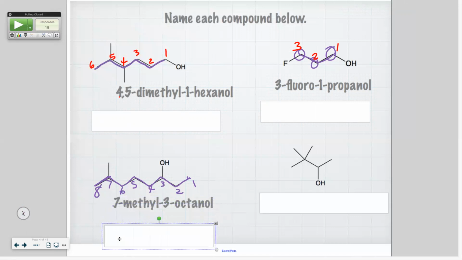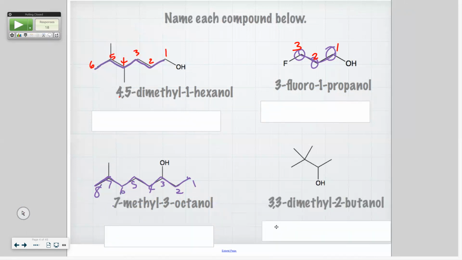Okay, how about the last one? 3,3-dimethyl. Yep, that sounds good. You find the longest chain. Notice you're going to number from the right because the alcohol gets the lowest number.